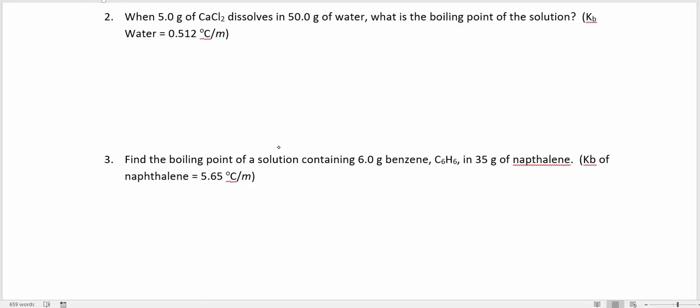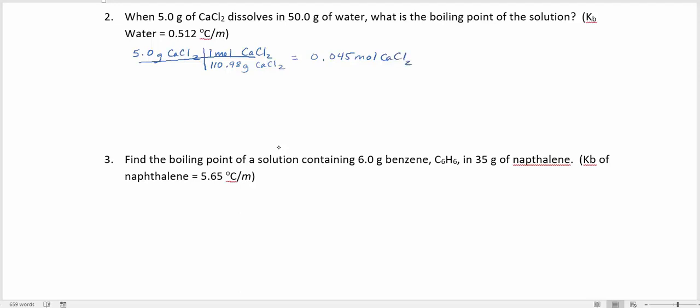99% of the time when you see grams of a compound, you need to convert those grams into moles. So we're going to convert 5 grams of calcium chloride into moles by using the formula mass. Formula mass is found by looking up the atomic mass of each of the elements on the periodic table and adding them together in the correct stoichiometric ratio. So the formula mass of calcium chloride is 110.98. And so you should have 0.045 moles of calcium chloride.